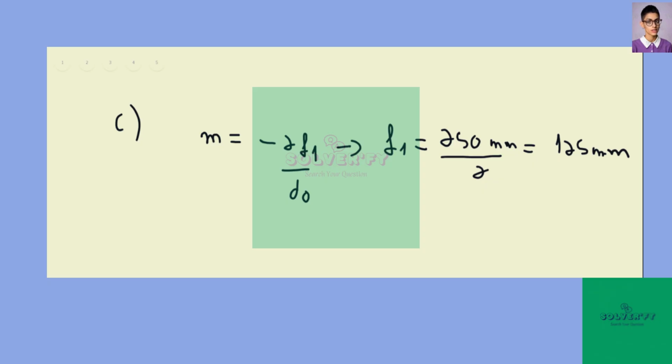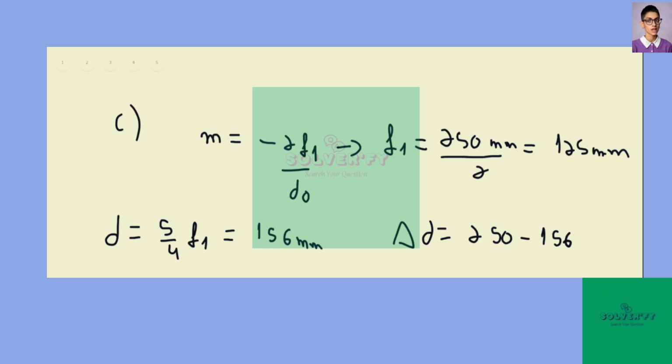Now we use the result for part B to determine the distance of the lens to the film. We subtract this distance from 250 millimeters to determine how much closer the lens can be to the film. So we got that D is 5/4 of f1. This is 156 millimeters, and delta D is 250 minus 156. This is 94 millimeters.